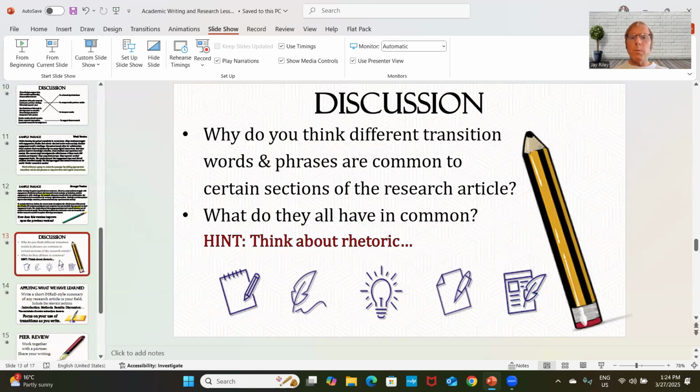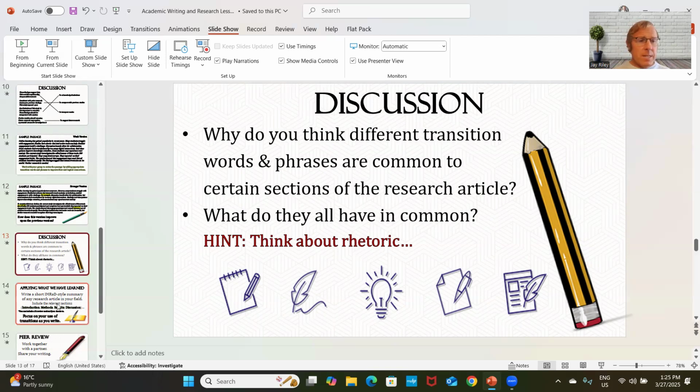So I want you to think about what we've learned in this lesson and in our previous two lessons. So why do you think that different transition words and phrases are common to different sections of a research article? Well, we talked about the importance of rhetoric and how we have to structure our article in a certain way to make our argument logical and to be valid to those reading it. So each section has a function. So these words and phrases are quite common based on their function, right? Because each section of the article has a function, we're going to find language that's common to each section.